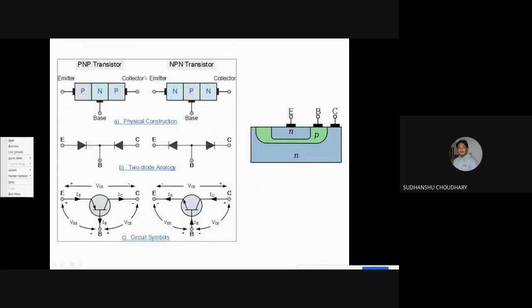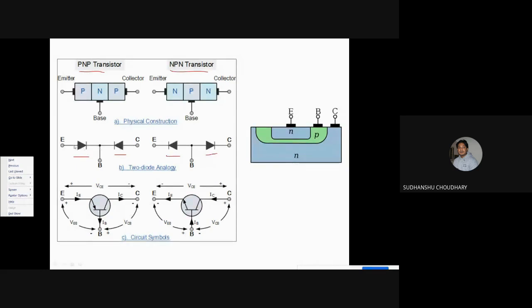So in a PNP transistor and also in an NPN transistor, we have identified two junctions, that is, two diodes are there in both. So two diodes which are connected back to back in NPN: PN and PN. So two diodes are connected. Similarly here, this device can be modeled by considering the connection between the two diodes.